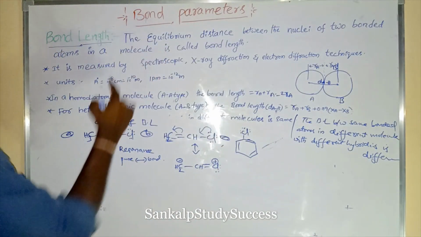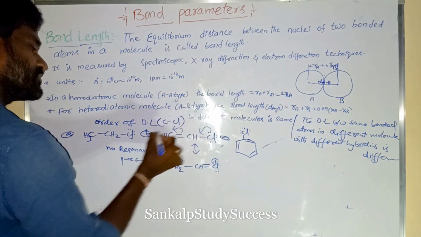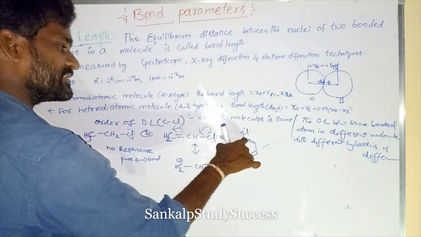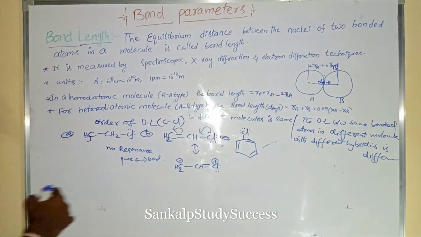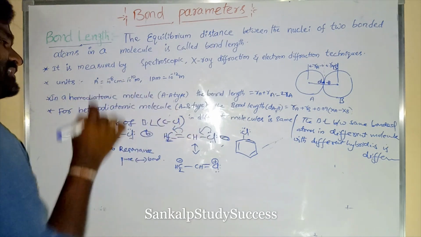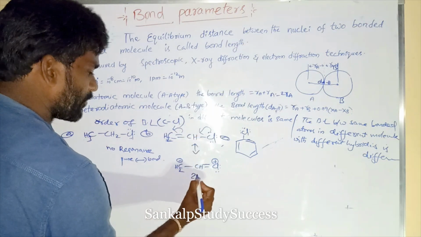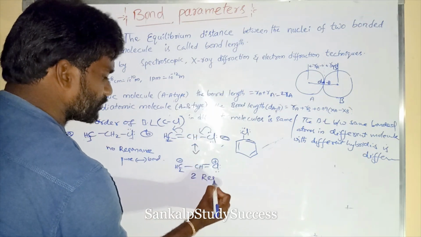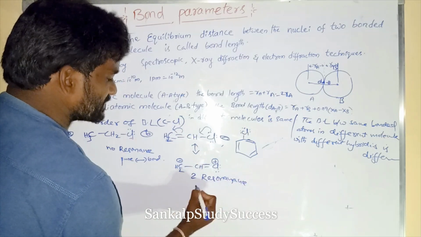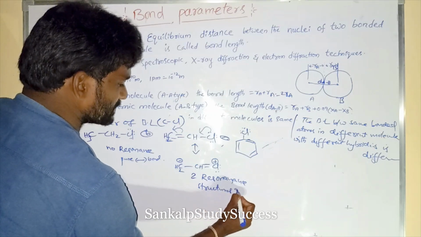So write the order of bond length of the C-Cl bond. This is the C-Cl bond, this is the C-Cl bond, this is the C-Cl bond. Here two resonance structures are possible: this is one, this is two.